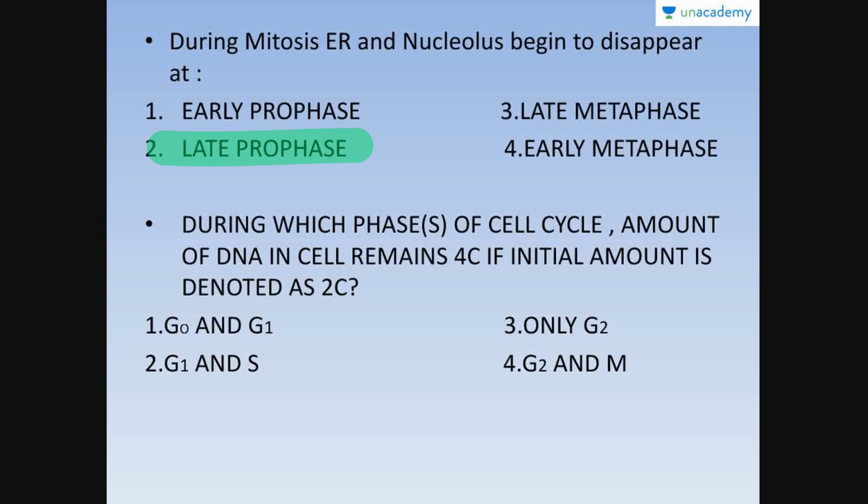But as a whole combination, the answer goes wrong, because G1 is not the one but S is the one. So the combination goes wrong. Next we come to the only G2 phase. G2 phase comes after the S phase, and during S phase DNA has replicated, so it remains as such in G2 phase. So the probable answer can be G2.